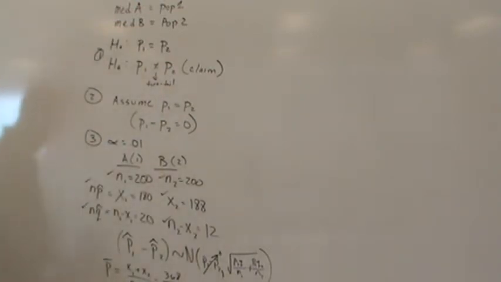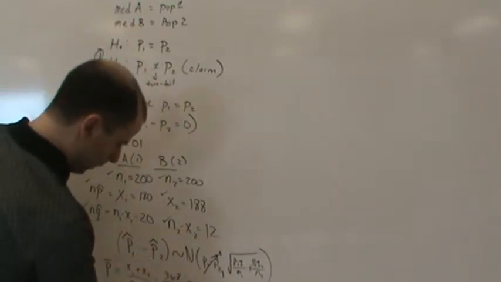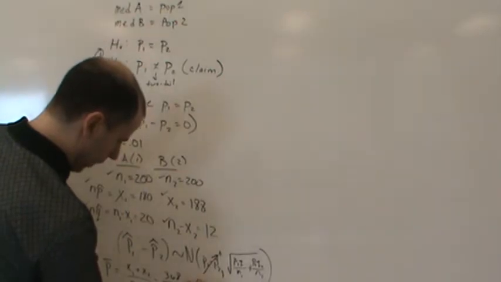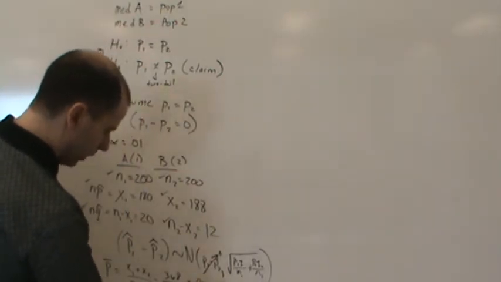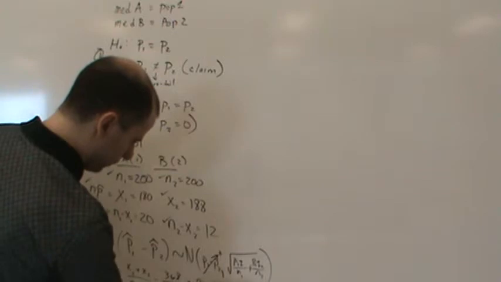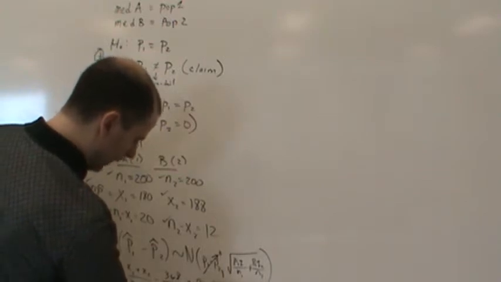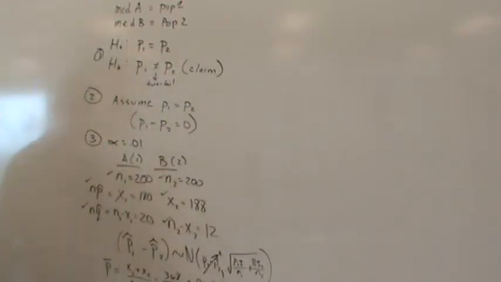Okay, and so what do we get when we do that? So 368 divided by 400 is 0.92. So 0.92 is going to be our p-bar, which means q-bar is going to be equal to 0.08. Okay, so this would be what we would use in our calculations for step 4.